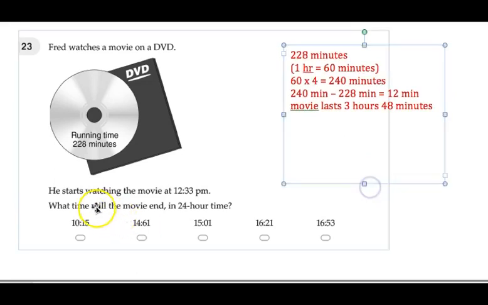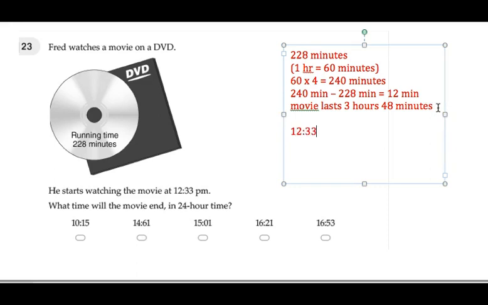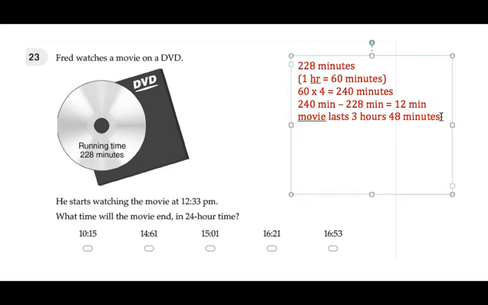Now, we need to look at the time that the movie ends in 24-hour time. 12:33 is already in 24-hour time, but we have to add 3 hours and 48 minutes to it. So the movie starts at 12:33, as we said before, which is already in 24-hour time. So 12:33 p.m. is 12:33.